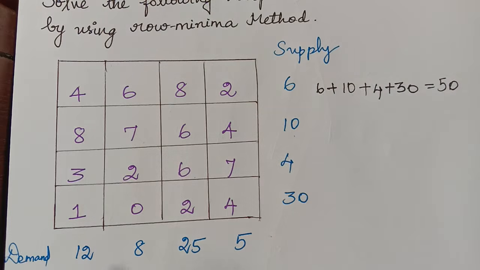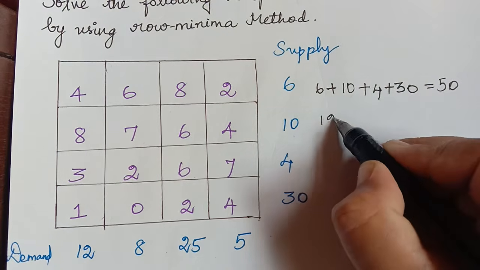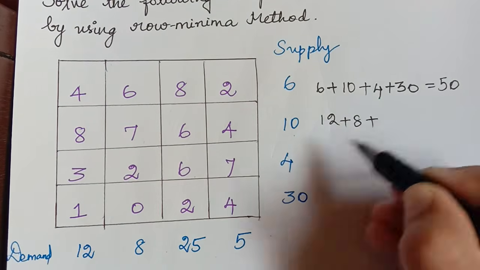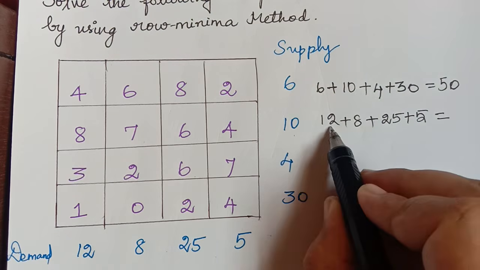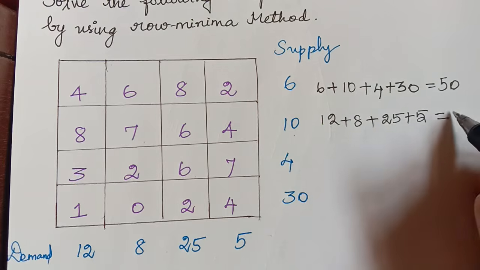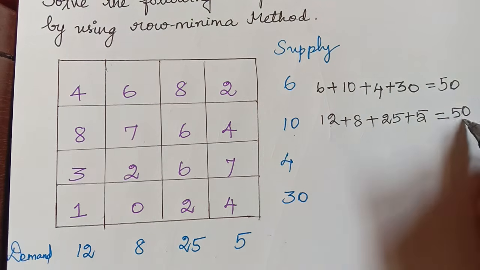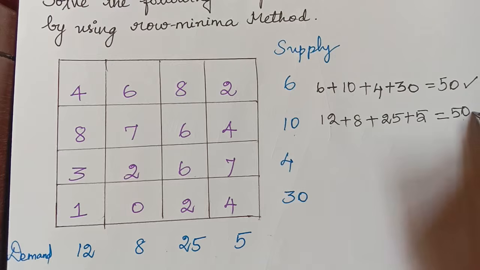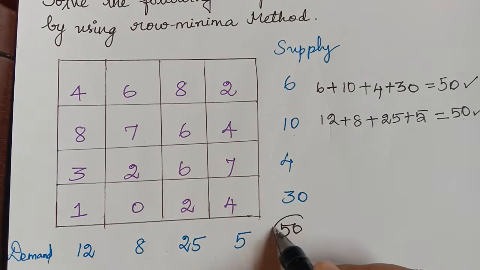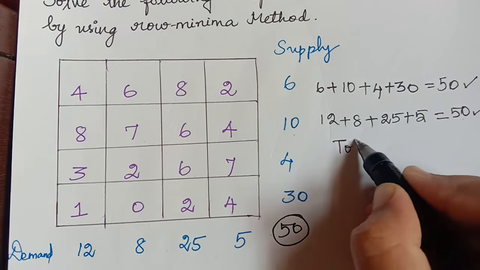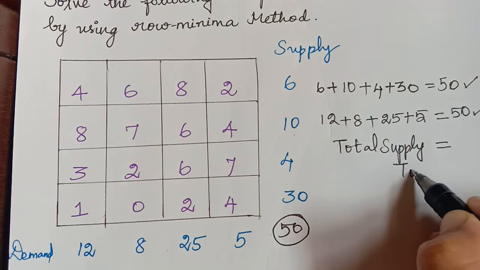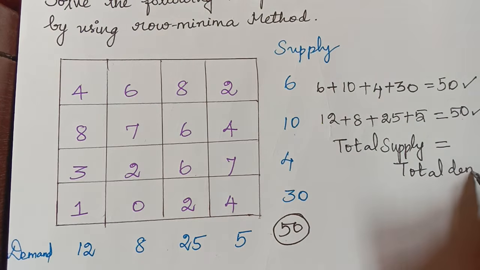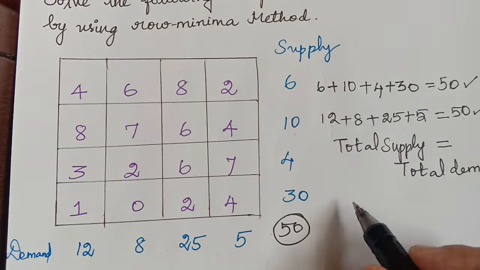And then we have to take the sum of the demand, that is 12 plus 8 plus 25 plus 5. So this gives us 20, 45 and 50. When we add all this, we get 50. We can see that the total supply is equal to the total demand, which is 50. So therefore, total supply is equal to total demand. So the given problem is a balanced transportation problem.